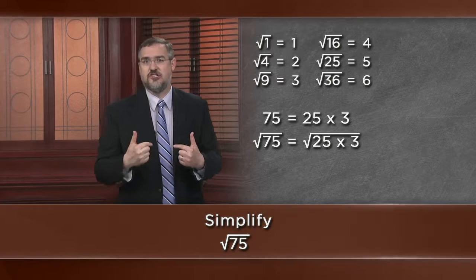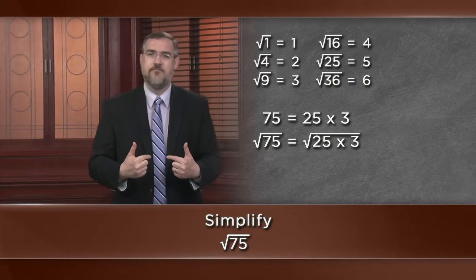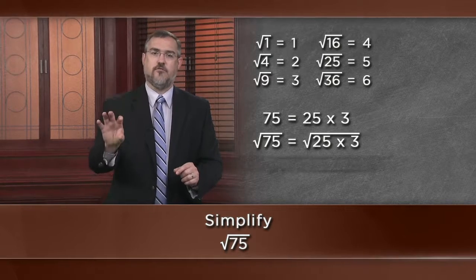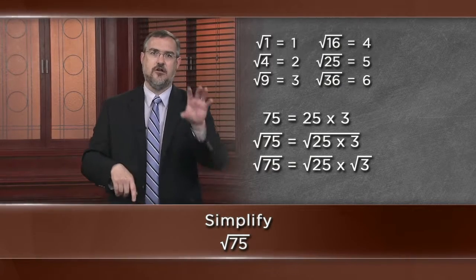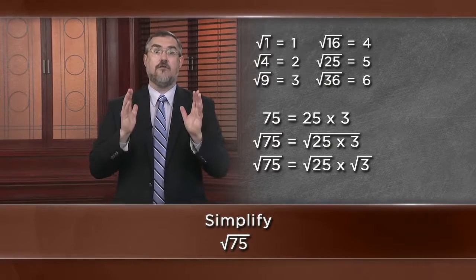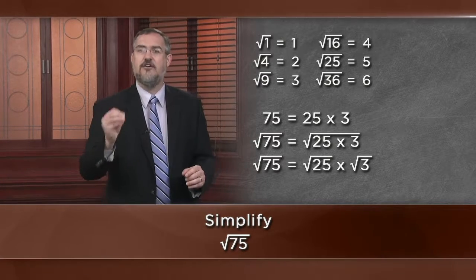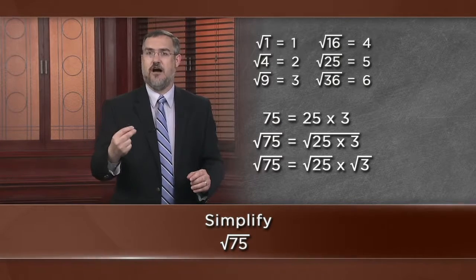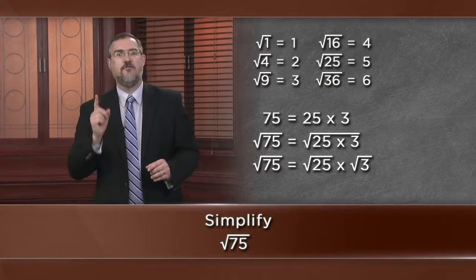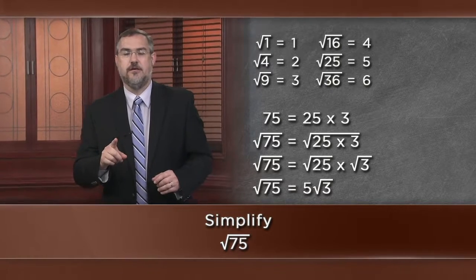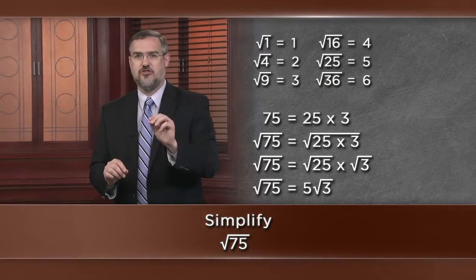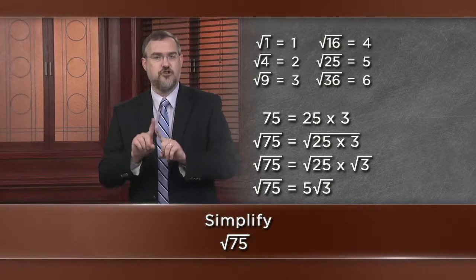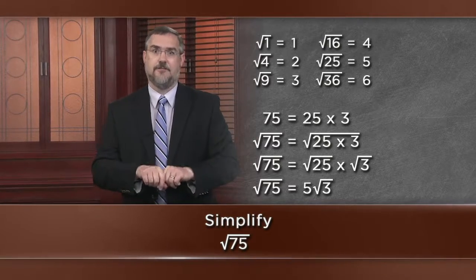And now I can use the same property I used a moment ago and rewrite the square root of 25 times 3 as square root of 25 by itself times square root of 3. And now, from there, the square root of 25 can be simplified because the square root of 25 equals 5. And that means my final answer is 5 times the square root of 3. Now again, I'm not going to put that multiplication symbol in there, so you're just going to see a 5 right next to a square root of 3. But those two things are really being multiplied at that point.